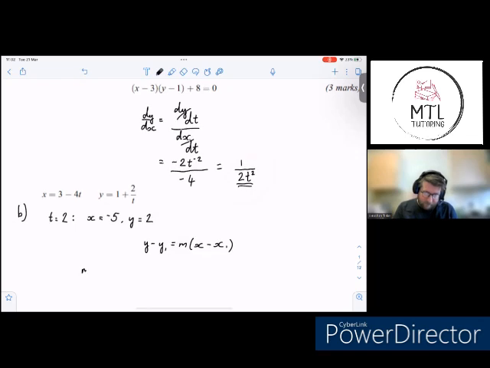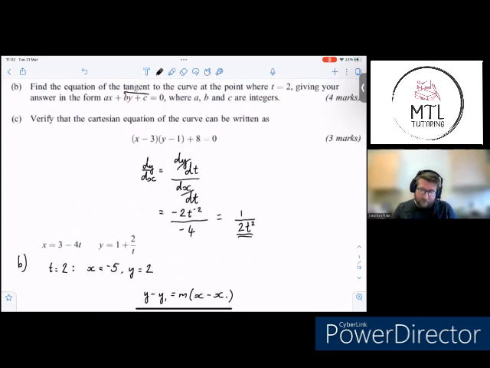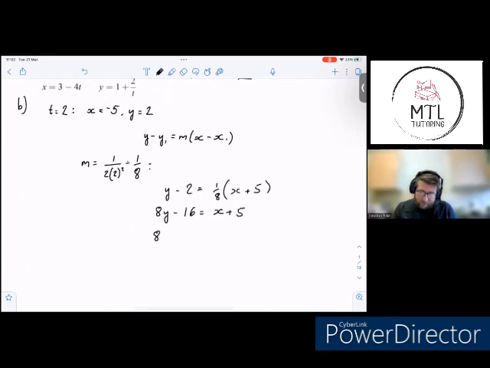So m equals 1 over 2 times 2 squared, which is 1 over 8. So that means y minus 2 equals an 8th times x plus 5. Let's multiply through by 8. We get 8y minus 16 equals x plus 5. It wants everything on the left-hand side of the equation, so we get 8y minus x, minus 16 minus 5, so that would be minus 21 equals 0.